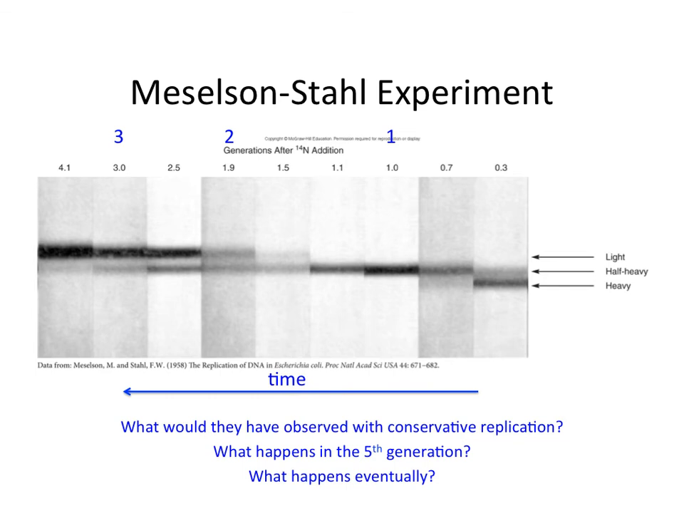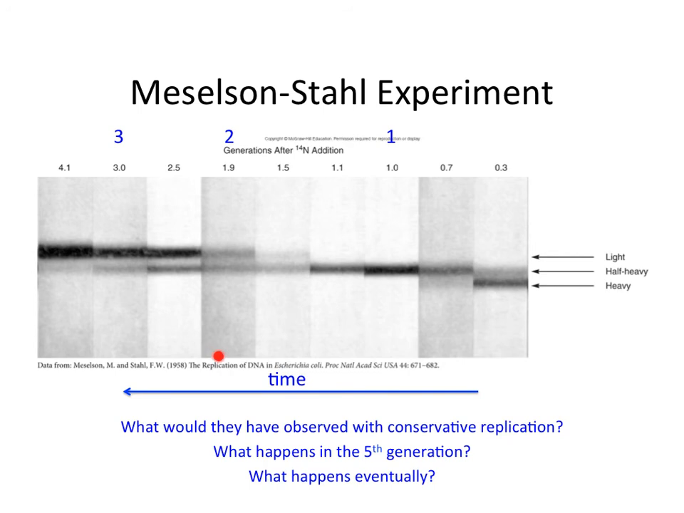Each of these strips is them waiting a certain period of time with their bacteria growing in their culture flasks. They'd pull a little bit out, and then they'd look at the molecular weights of the DNA. And they'd wait a little bit longer. So this first reading was at 0.3 generations. Their unit of time is how many times the bacteria have replicated or divided. So here's after the first generation of bacterial growth. What's the only band there? All of the DNA is half heavy after one generation.